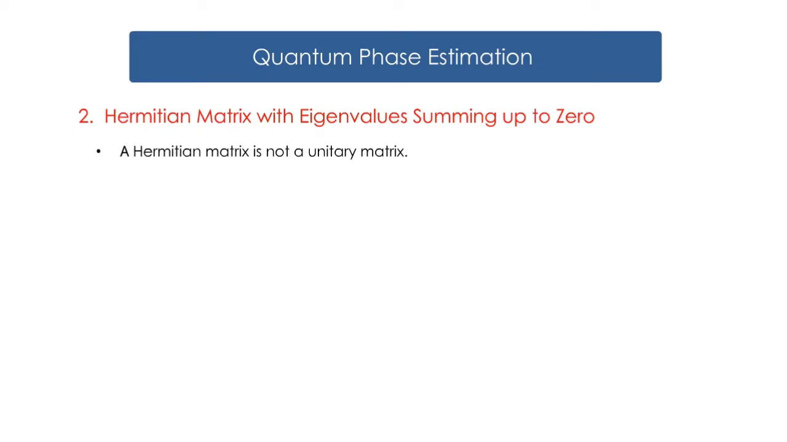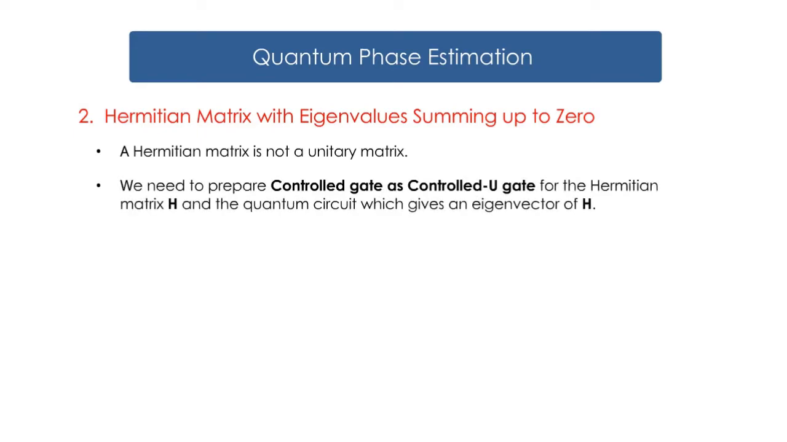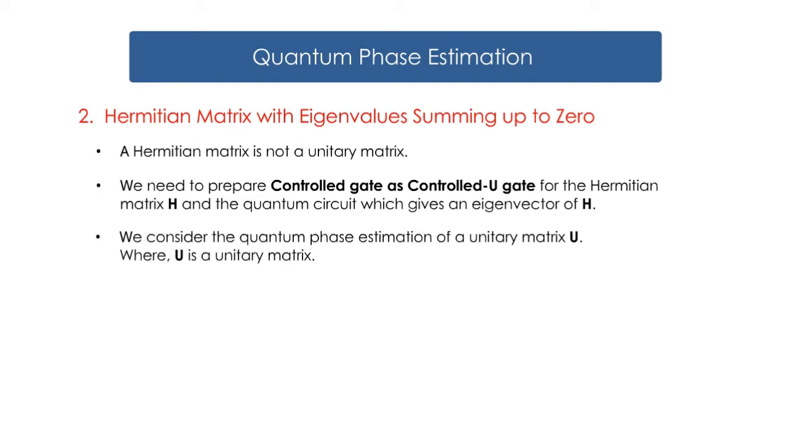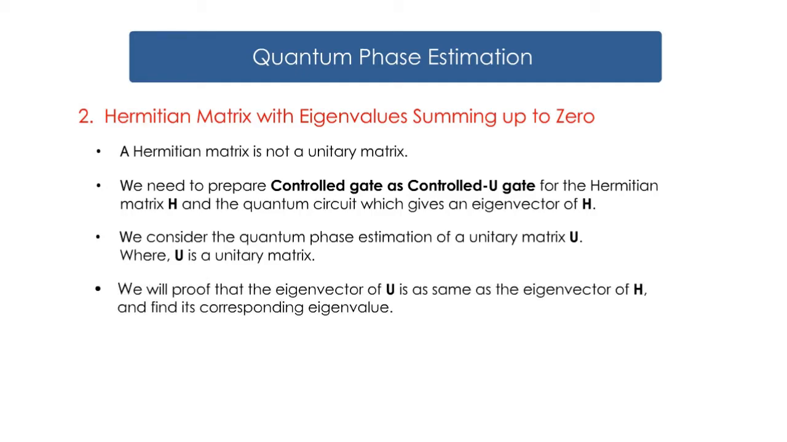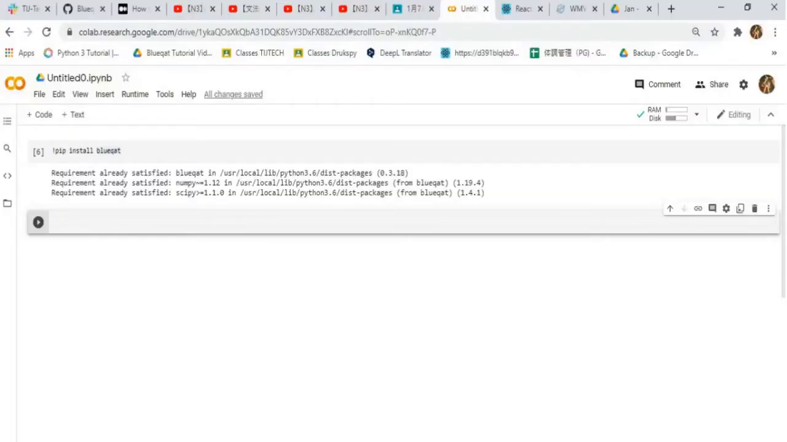Just to conclude, we need to prepare a controlled gate as controlled U gate for the Hermitian matrix H, and a quantum circuit which gives an eigenvector of H. By using this circuit and gate, we can perform quantum phase estimation and obtain the eigenvalue. Here, we consider the quantum phase estimation of a unitary matrix. Keep in mind that U is a unitary matrix. Then we will prove that the eigenvector of U is the same as the eigenvector of H, and find its corresponding eigenvalue. So, we can obtain the eigenvalue of H by the quantum phase estimation of this equation. So let's go to the implementation.